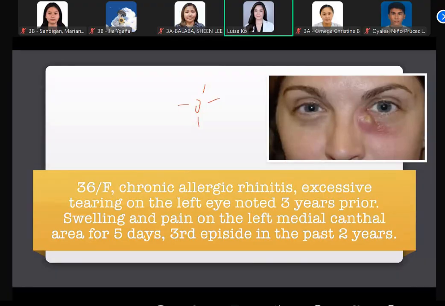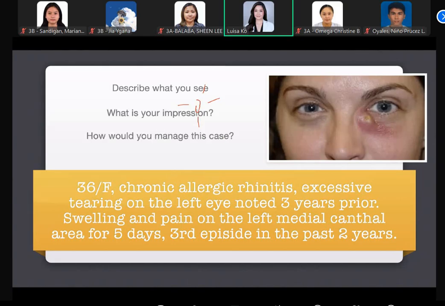Next case is a 36-year-old female, chronic allergic rhinitis, excessive tearing on the left eye noted 3 years prior. There's also swelling and pain on the left medial canthal area for 5 days. And this is the third episode in the past 2 years. So very quickly, describe what you see. Maybe you can describe it in your head, because it's here. There's swelling, there's a central umbilicus. It looks like there's an organized abscess area on this area. Okay, what's our impression and how would we manage this case?